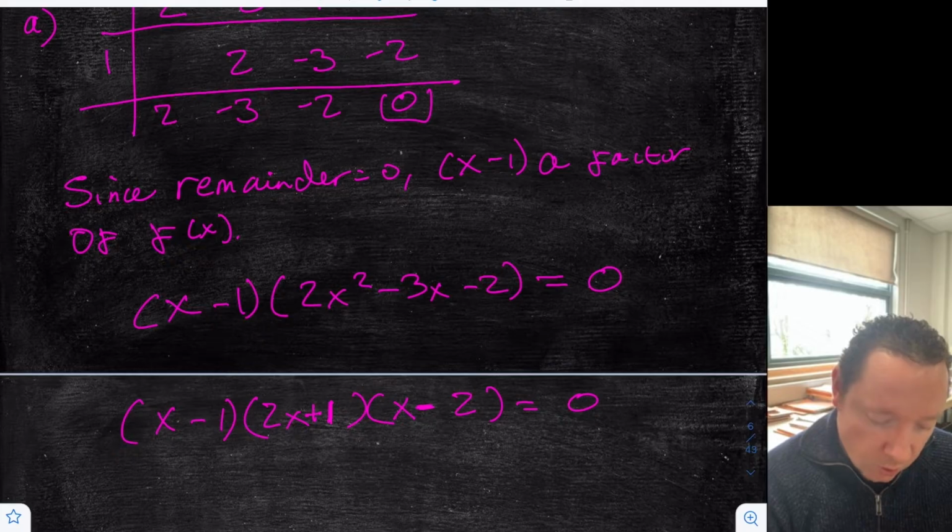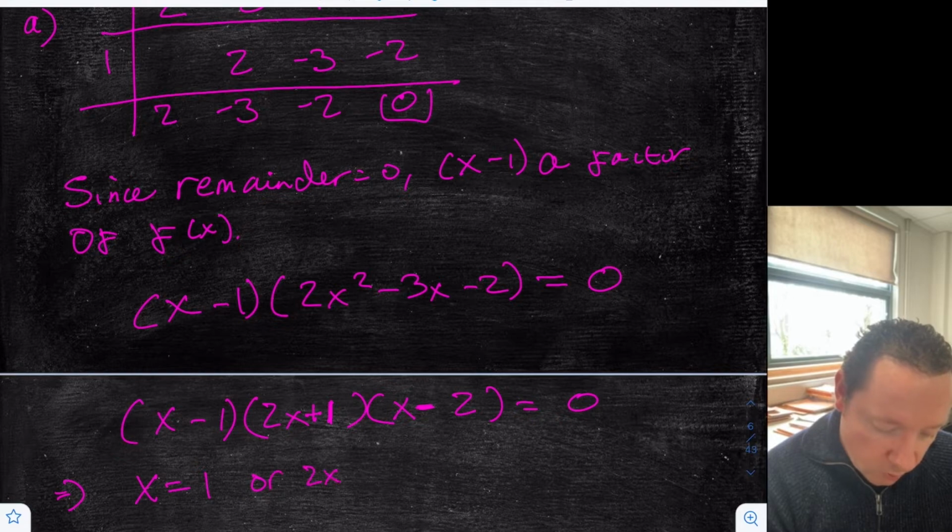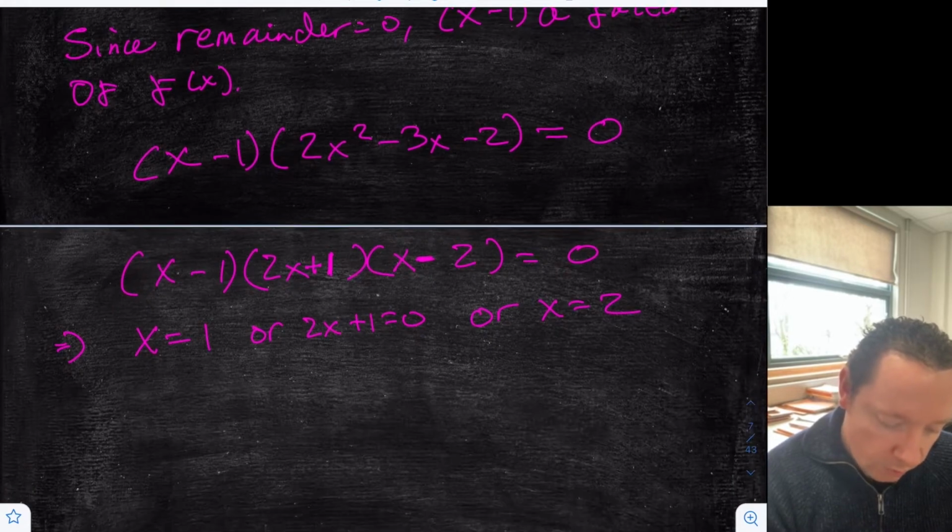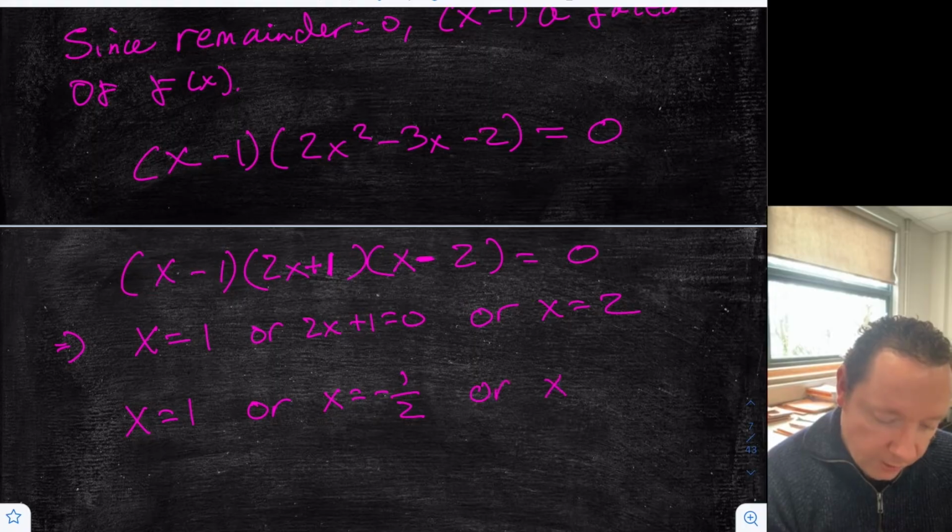1 times minus 2 is minus 2. So that gives the first bracket as x equal to 1, or 2x plus 1 equals 0, or x equals 2. Solving our middle one, we get x equal to 1, or x equals minus a half, or x equals 2, and we're done there.